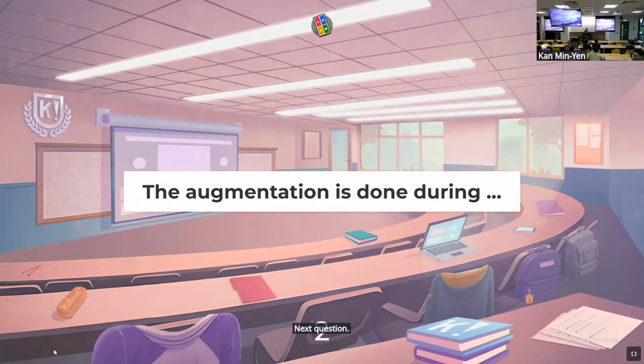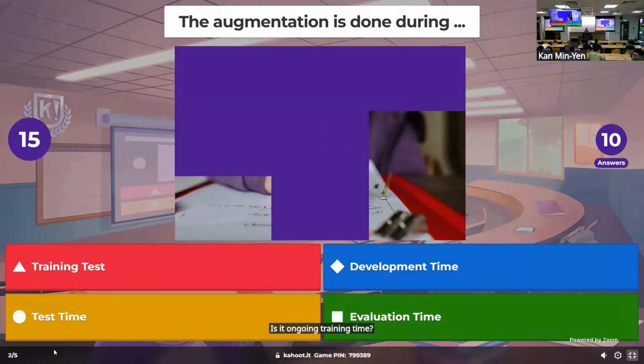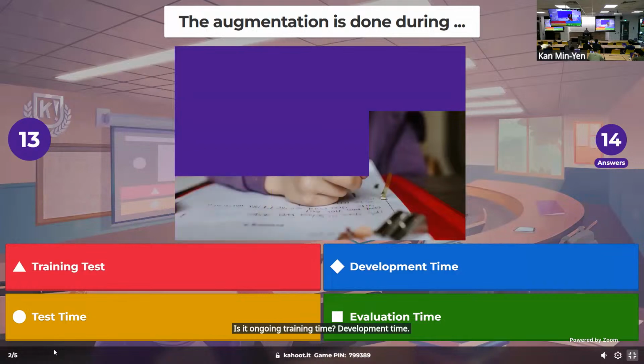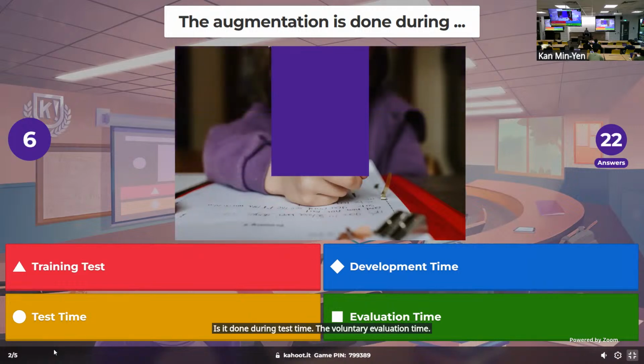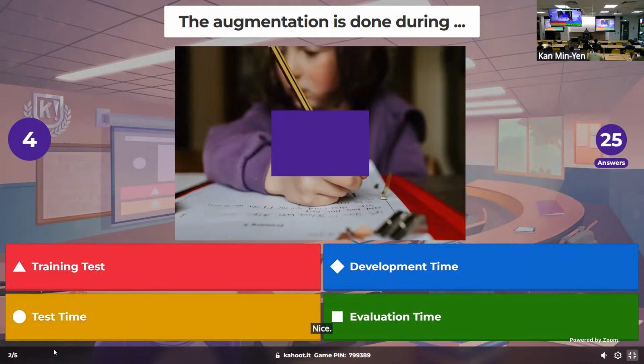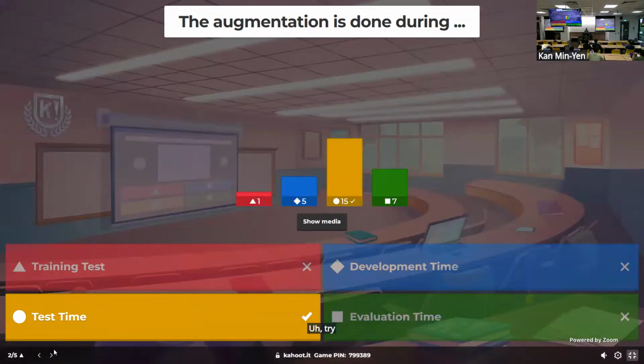The augmentation is done during what? Okay. Is it done during training time? Is it done during development time? Is it done during test time? Is it done during evaluation time? Okay, so you can pick one of them. Then, like this young lady, try to take the test.